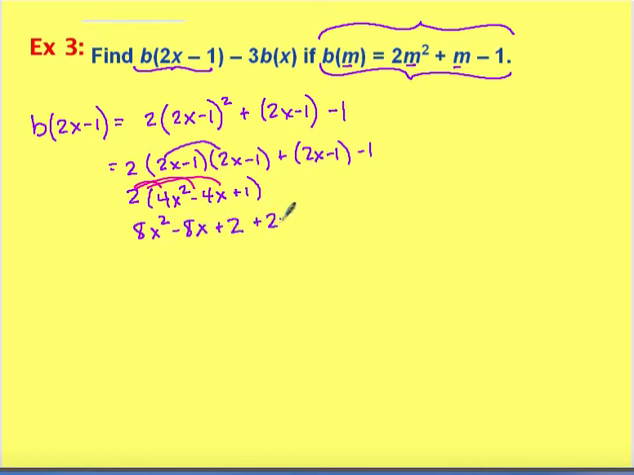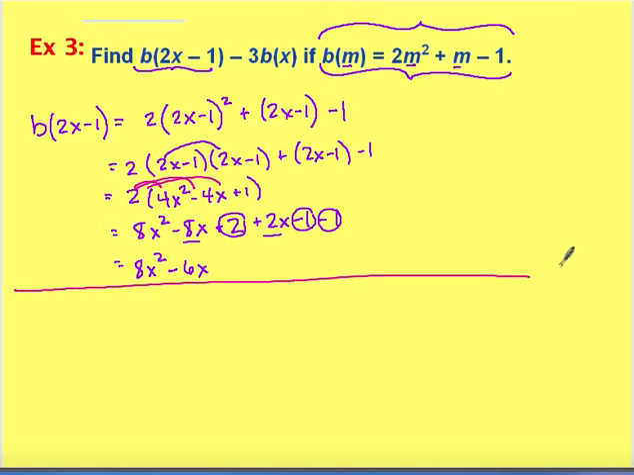Then I'll have to add a 2x minus 1 and subtract a 1. Now I'll collect my like terms. So I'll end up with 8x squared, and I'll have a negative 8x plus 2x gives me negative 6x. Then I'll have a 2 minus 1 minus 1 that I need to collect, and that will give me simply 0. So I'll have 8x squared minus 6x for my first term, which is b of 2x minus 1. Then I'm going to go through and I'm going to multiply or subtract from there 3b of x.